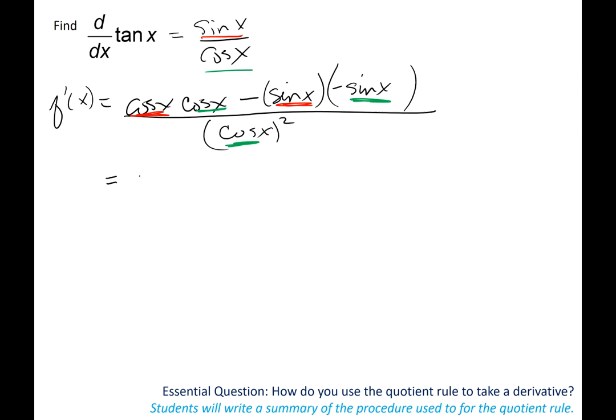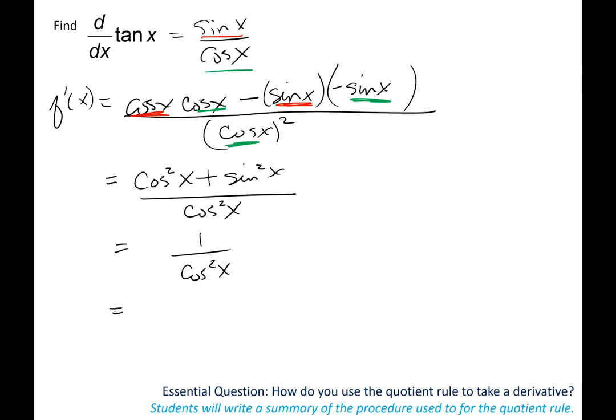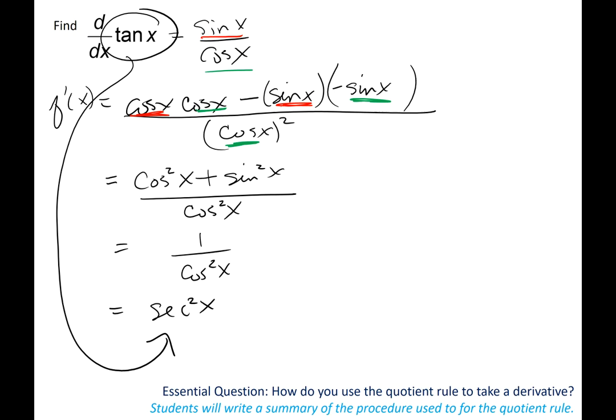So what's cosine times cosine? Cosine squared. Good. What's negative sine x times negative sine x? Positive sine squared x, all over cosine squared x. Okay. What's cosine squared plus sine squared? Look up at the pink sign. It's equal to 1. So 1 over cosine squared x. What's 1 over cosine? Secant. So it is secant squared x. Our derivative of tangent every single time is secant squared. We just proved it.